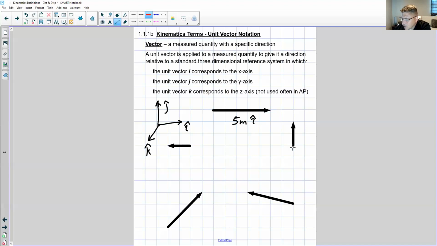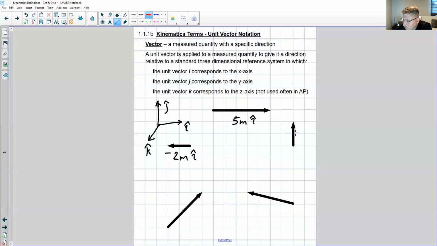Okay. Now contrast that with this one here. This would be 2 meters, but it's to the left, right? So this would be in the i direction, but in the negative i direction. So we multiply this by the unit vector negative i, which makes it minus 2 meters i hat. And again, we could all agree that we understand exactly what negative 2 meters i means. It means you draw a vector 2 meters in the negative x direction.